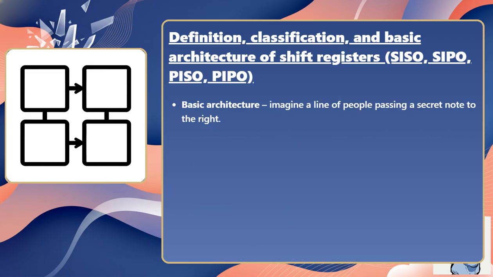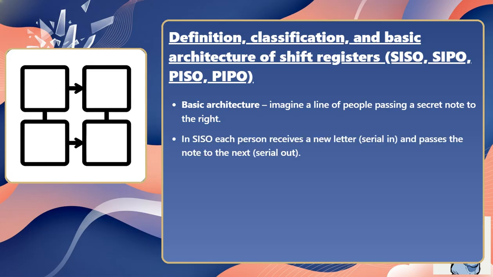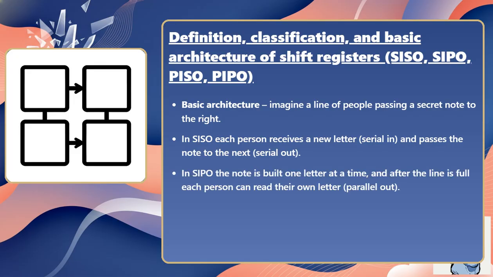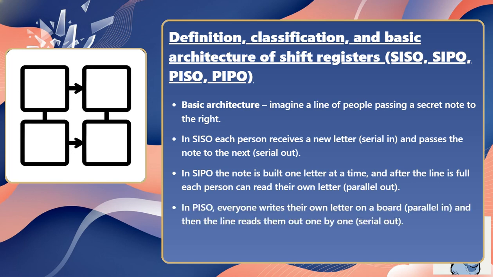Basic architecture: imagine a line of people passing a secret note to the right. In SISO, each person receives a new letter, serial in, and passes the note to the next, serial out. In SIPO, the note is built one letter at a time, and after the line is full, each person can read their own letter, parallel out. In PISO, everyone writes their own letter on a board, parallel in, and then the line reads them out one by one, serial out. In PIPO, everyone writes a letter and can read it back together, parallel in, parallel out.